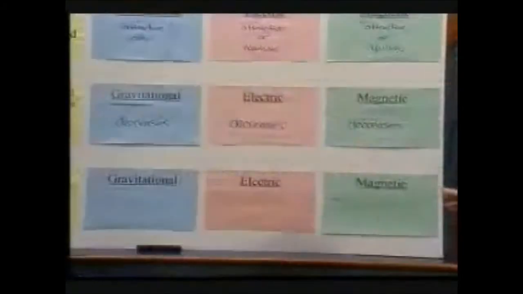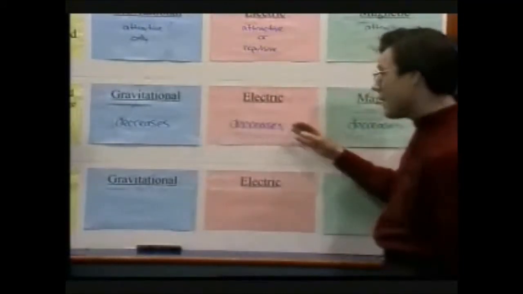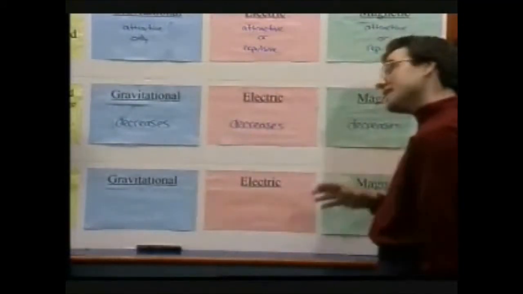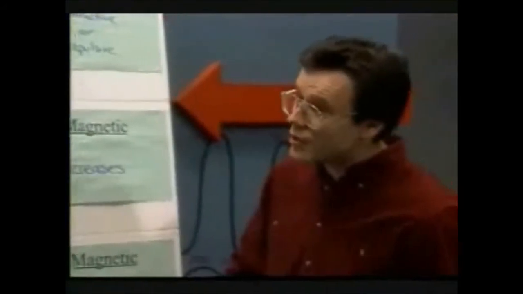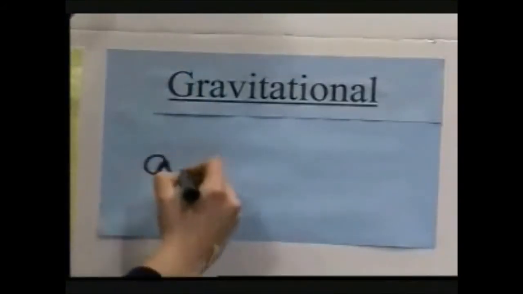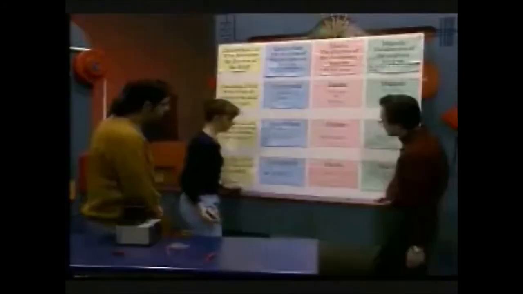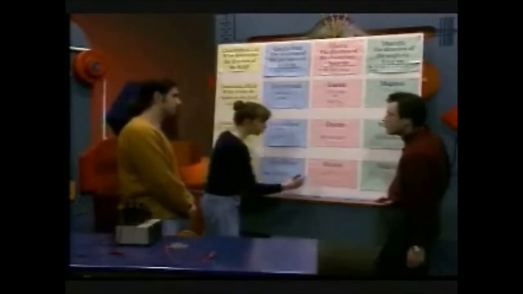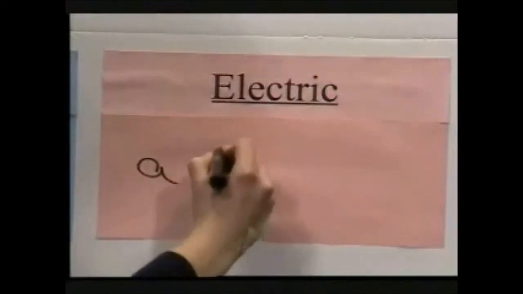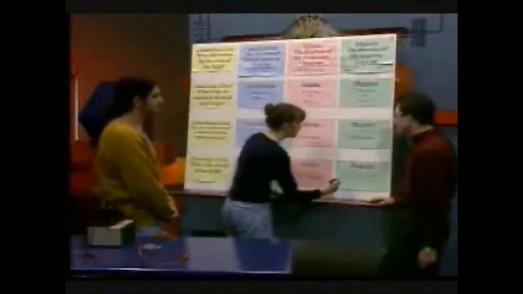Right. Now this summary chart compares the characteristics of gravitational, electric, and magnetic fields. Let's complete the chart by adding the source of each field. Okay, a gravitational field surrounds any mass. And the source of an electric field is an electric charge. Right. And the source of a magnetic field is an electric current, or any moving electric charge. Right.